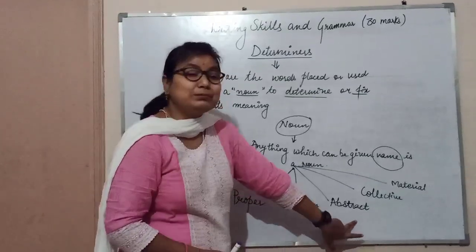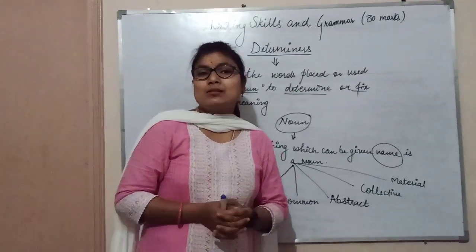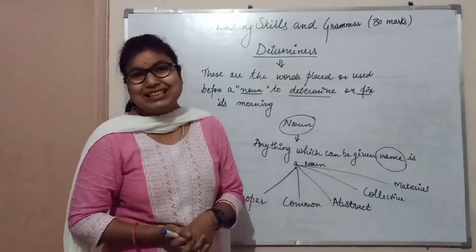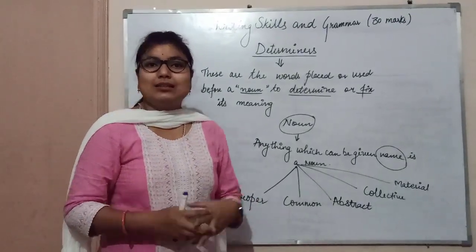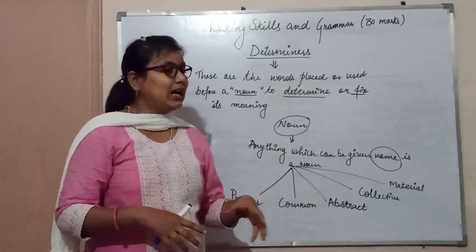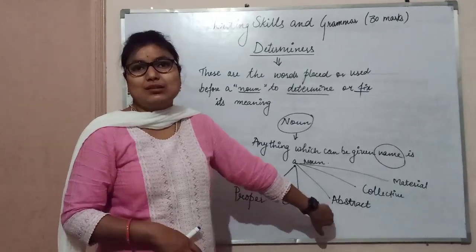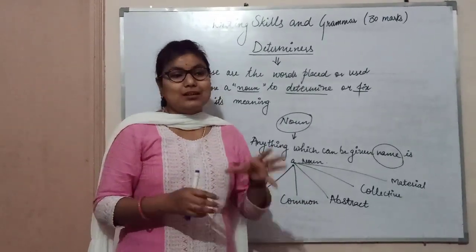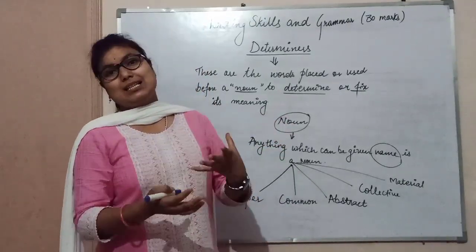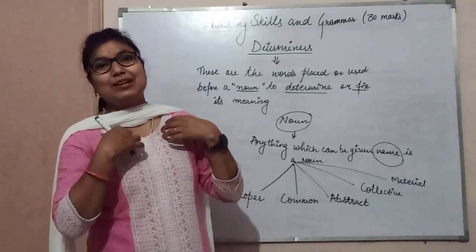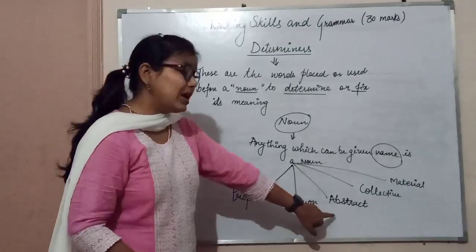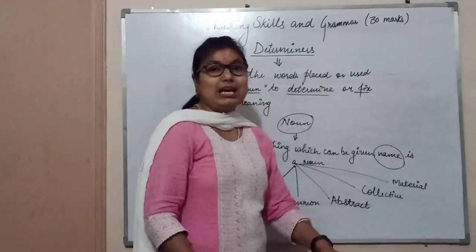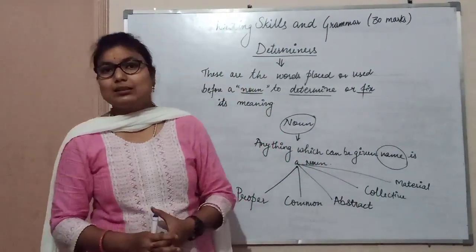Next is our abstract noun. Our abstract noun is which we cannot see and touch. The things that can only be felt are known to be the abstract nouns. For example, happiness, we cannot see that. हम खुशी को देख नहीं सकते कि कैसी होती है, but we can just feel that. So abstract noun.